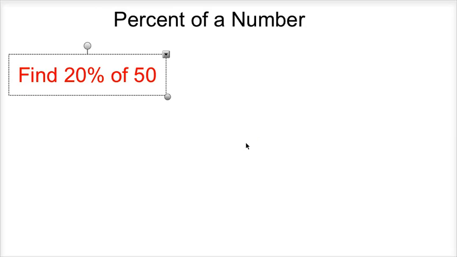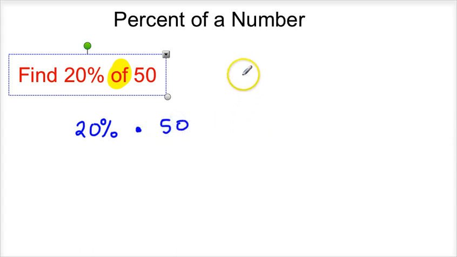In this lesson, we're going to find the percent of a number. For example, find 20% of 50. Now let's look at this keyword: 20% of 50. Of mathematically can mean multiplication. So if we think about this, this is 20% of, which means to multiply, times 50.